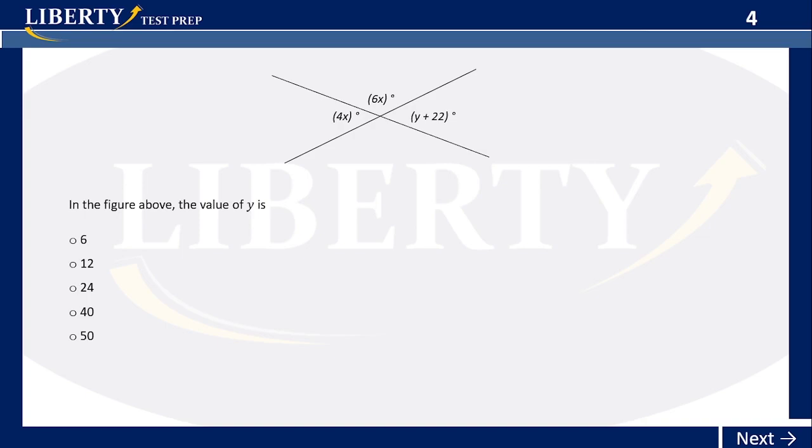Okay, so for this, we know first and foremost that because of our theory of angles, opposite angles are the same. So 4x is the same as y plus 22. We also know that 4x plus 6x is equal to 180 because they form a flat line. So actually 10x is equal to 180. X is equal to 18.